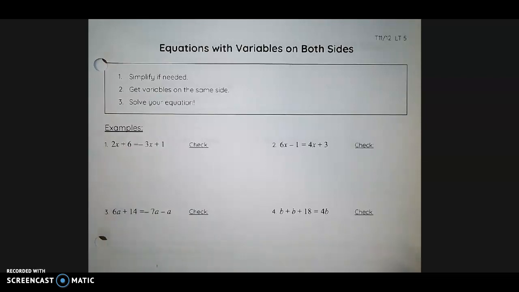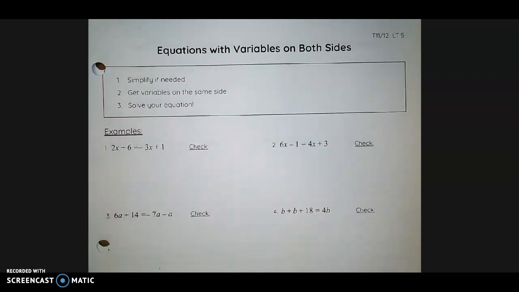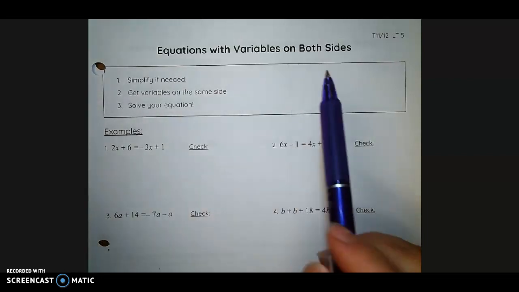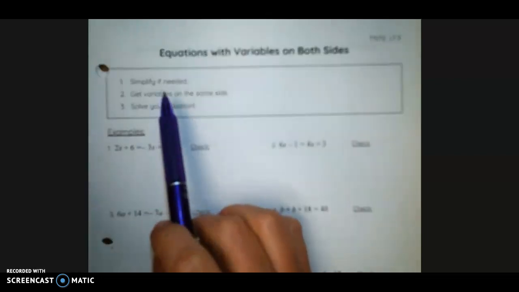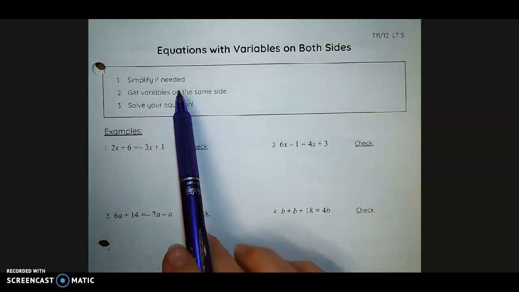Hello, today we are going to be solving equations with variables on both sides. And this is topic 11-12, learning target 5. So the first thing we want to do is simplify if we can. If there's anything like terms that we need to combine or a distributive property we need to take care of one way or the other, go ahead and take care of that.